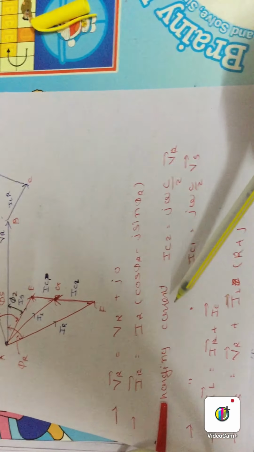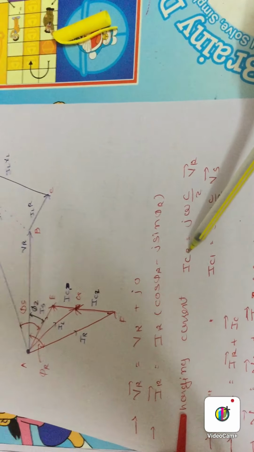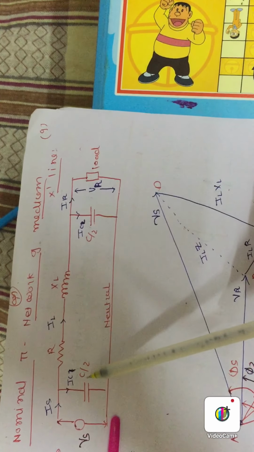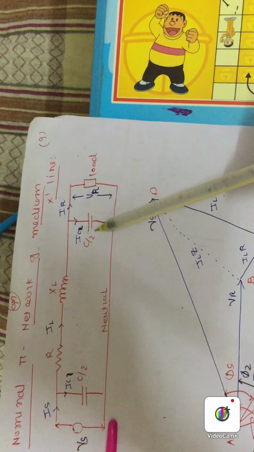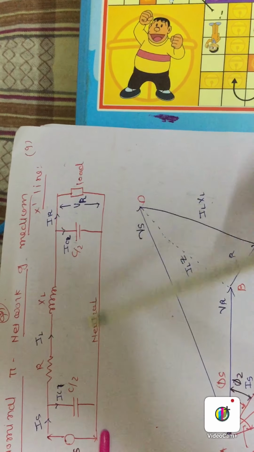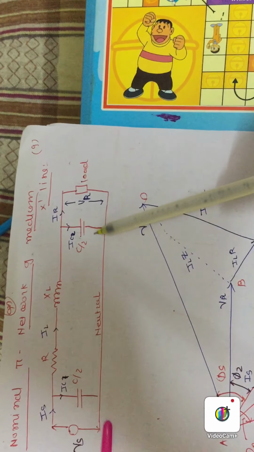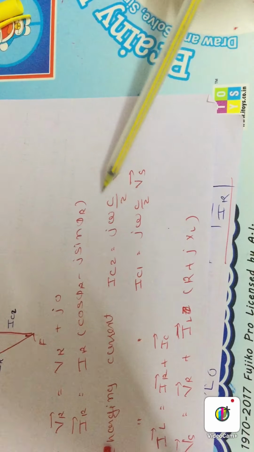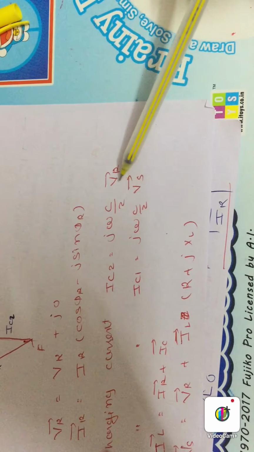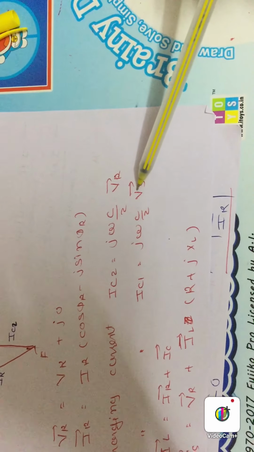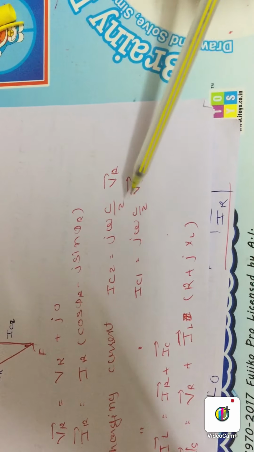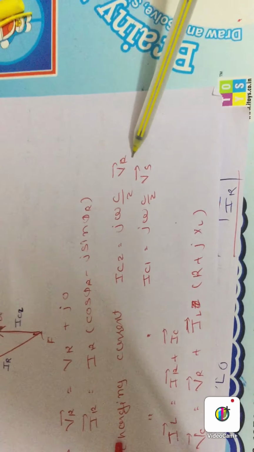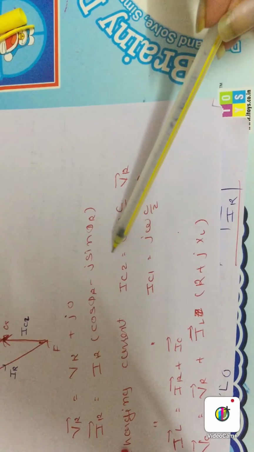Okay, two charging currents are available. One is current flowing through receiving end side, and second is current flowing through the sending end side. Okay, so this is IC1, this is IC2. So this is the equation of IC1, IC2. j omega c by 2, j omega c by 2, but multiply with VR and VS. This is sending end side, so multiply with VS. This is receiving end side, so multiply with VR. This is the simple equation of current flowing through the capacitor.